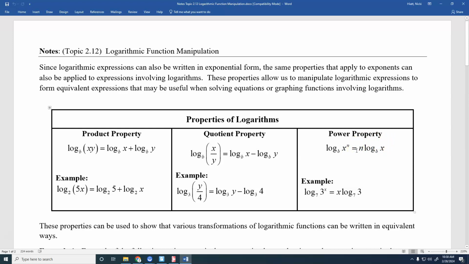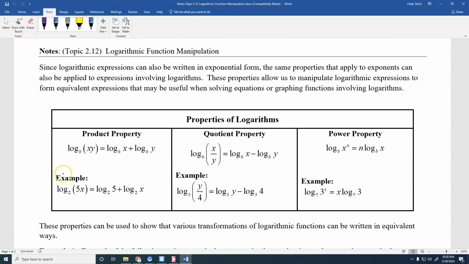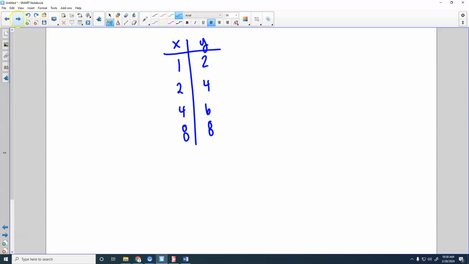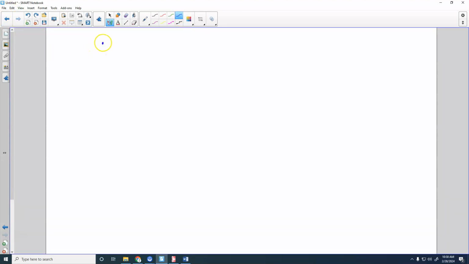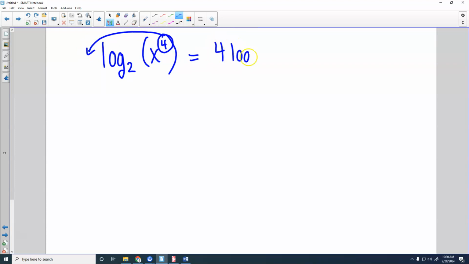The power property is really just the product property shown in a different form. Let me show you, you don't have to write this down, I just want to show you how this works. For example, if I have log base 2 of x to the 4th power, the power property tells me I can just take that 4 and pull it out front. This is going to equal 4 log base 2 of x, right?